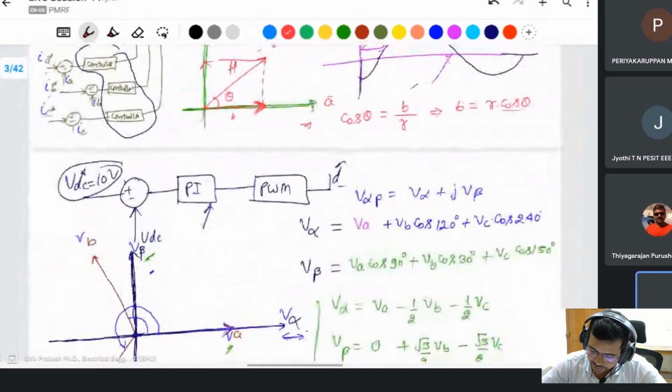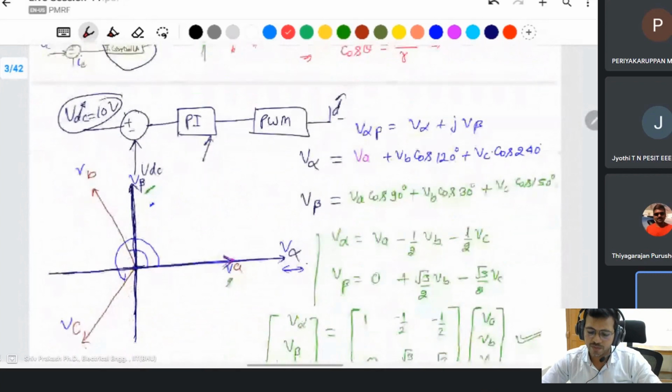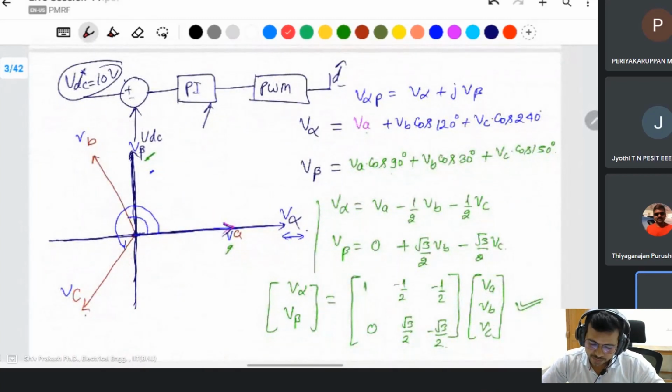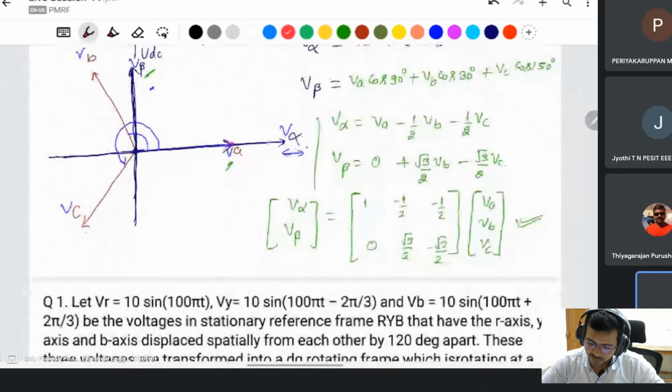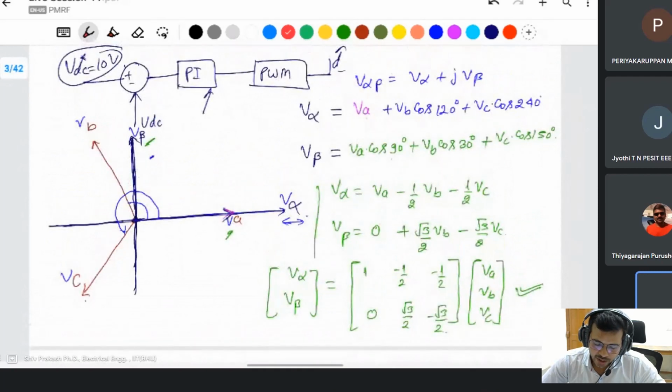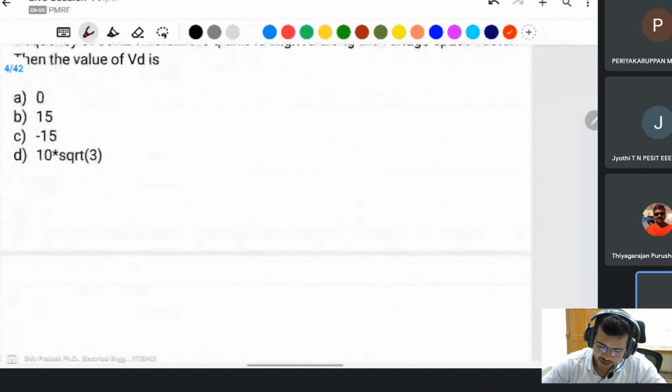Same thing I apply here to calculate the alpha and beta. After alpha beta, you can calculate dq. dq is very easy to calculate after it. Suppose dq, I have written something different here.